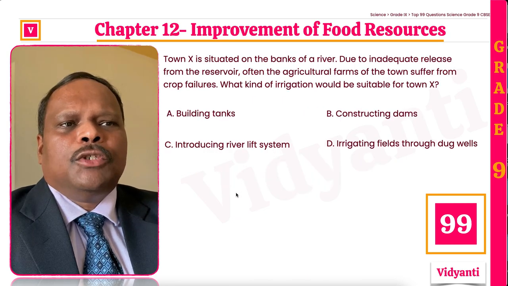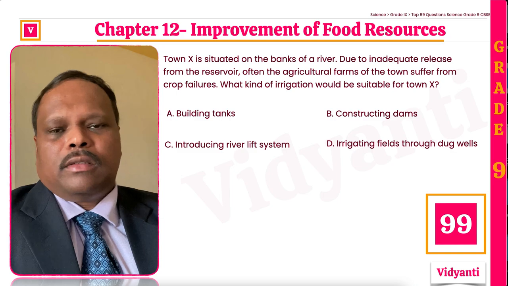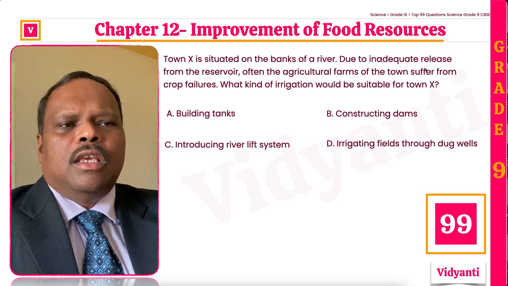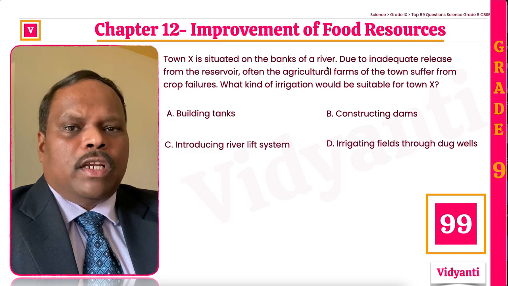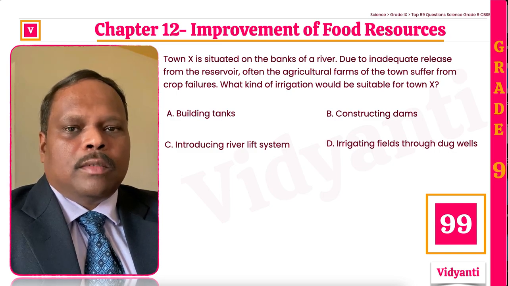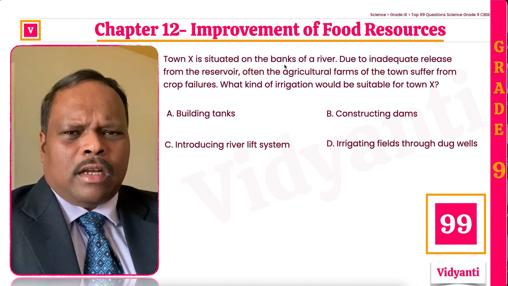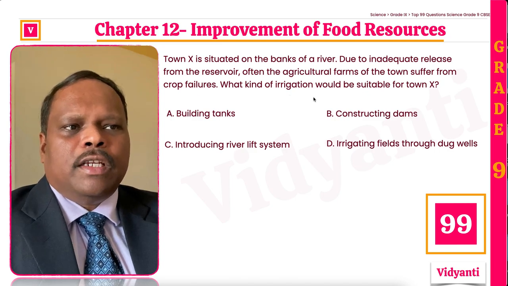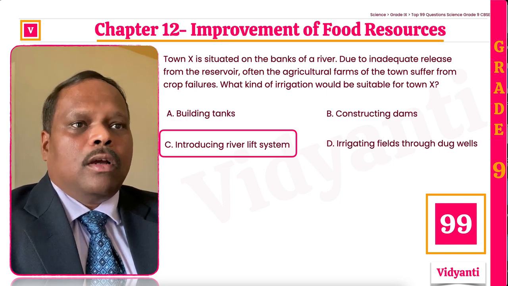Town X is situated on the banks of a river. Now, this question, many people can argue this or that. According to me, the key word here is that it is situated on the banks of a river. So it's very close. It's within the proximity of the river. So the distance is not that much. It's on the banks of the river, and that kind of is critical due to inadequate release from the reservoir of an agriculture farm. Crop failures. What kind of irrigation will be suitable? That would be introducing a river lift system just because it's on the banks of the river.